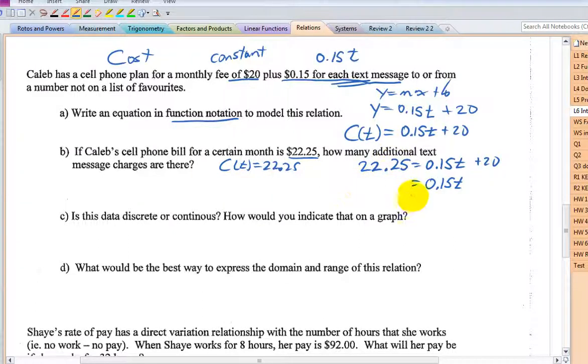Work backwards. So 15, right? So he sent 15 texts to someone that's not on his favorite list.